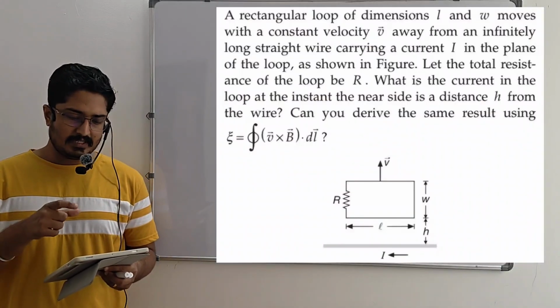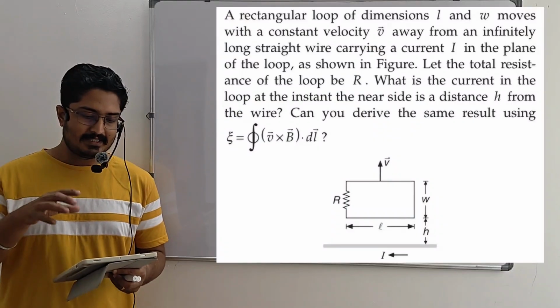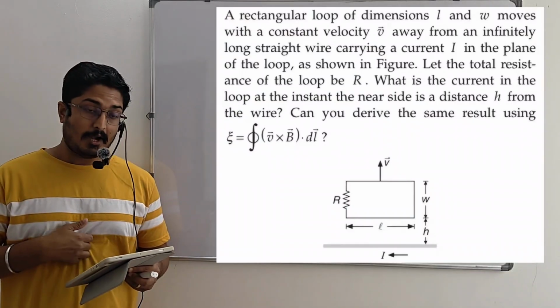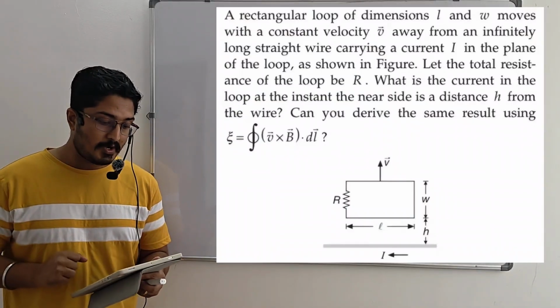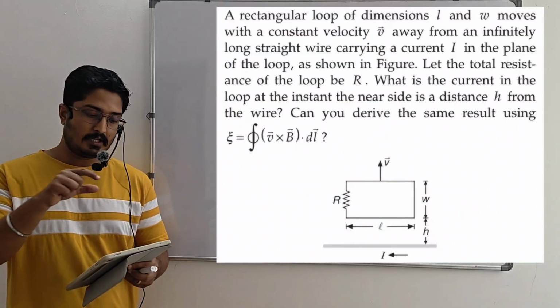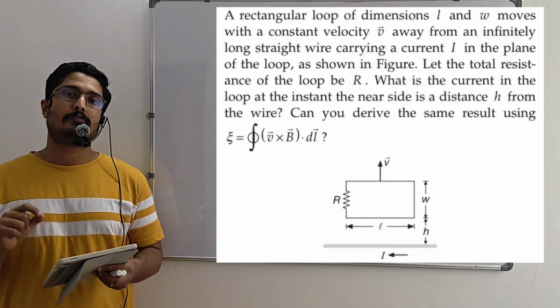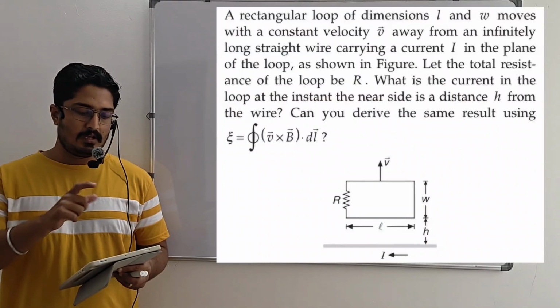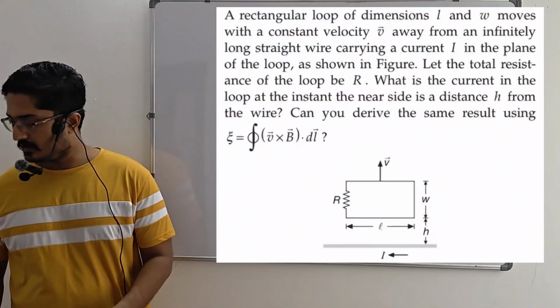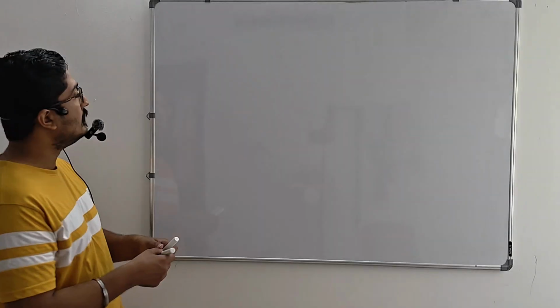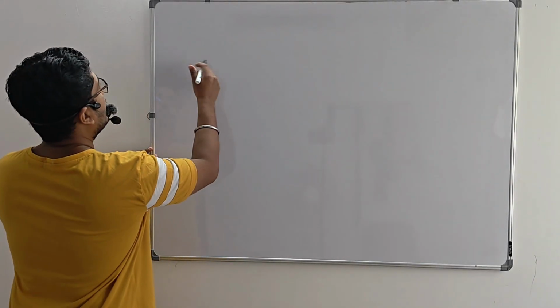So at that particular instant, what they're showing in the figure, at this instant, what is the current they're asking? And also at the end, the important part, can you derive the same result using the given equation? That given equation is actually the vector form of the motional EMF. Okay. So anyway, first of all, let us draw the diagram.